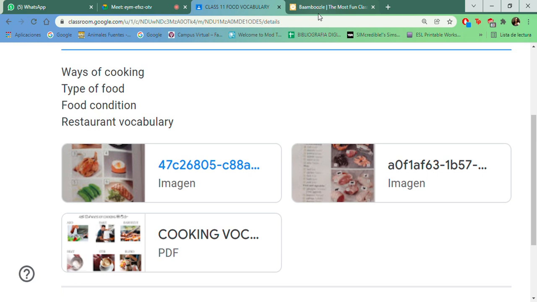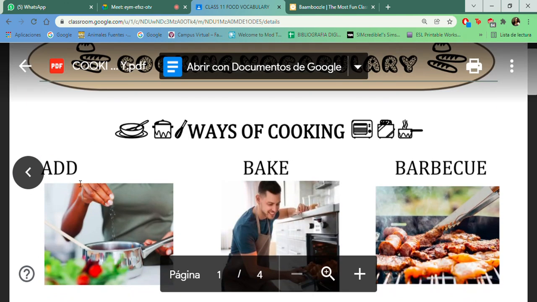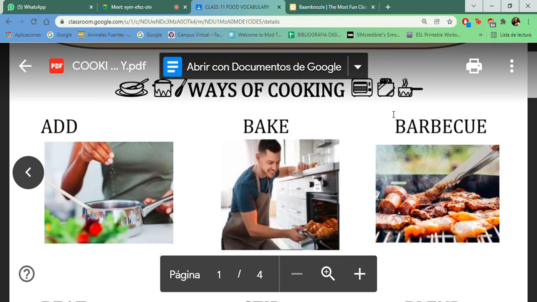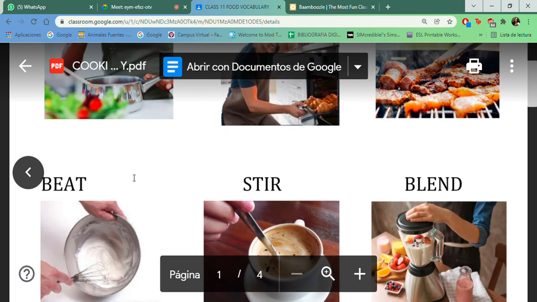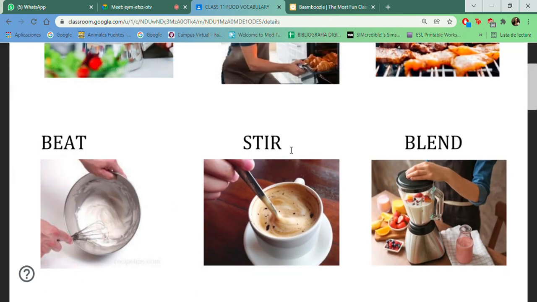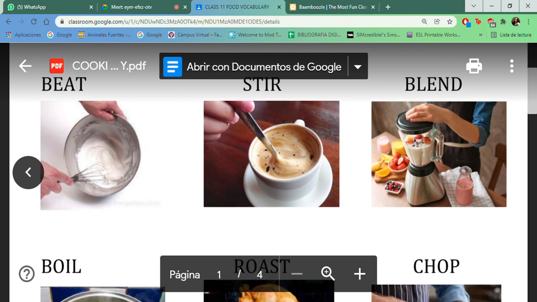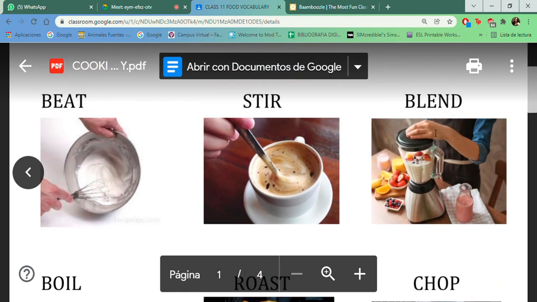We can revise maybe. Let's see. You have add, bake, barbecue, beat. This is beaten cream. Stir. I have a doubt about that. We have it and we have another.